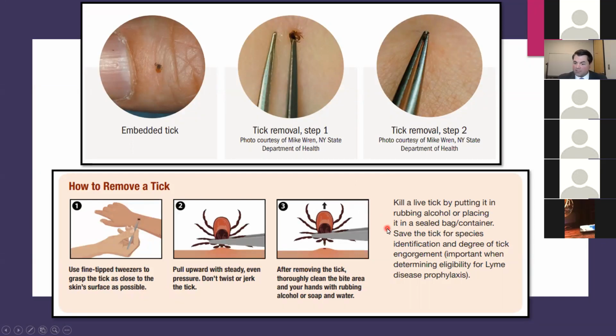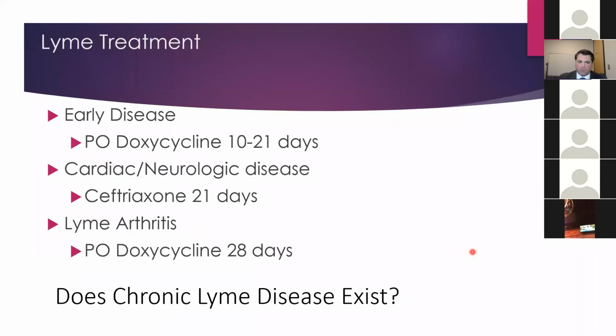And then they recommend taking the tick and bringing it into the emergency department, or into your doctor next time you see them, and essentially just showing them the tick and saying, this is the tick that bit me. What type of tick is it? They can identify it and kind of go from there. So early disease is going to be doxycycline. Cardiac or neurologic issues, ceftriaxone for 21 days. Lyme arthritis, you can do doxycycline for 28 days.